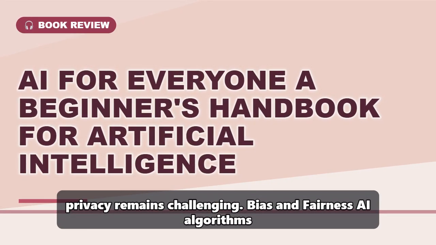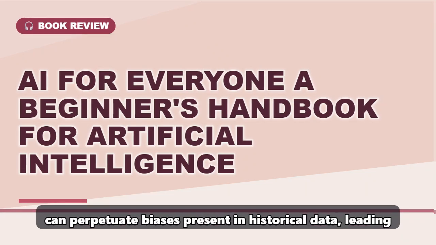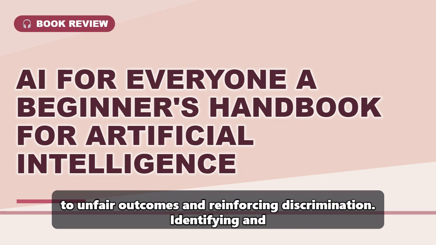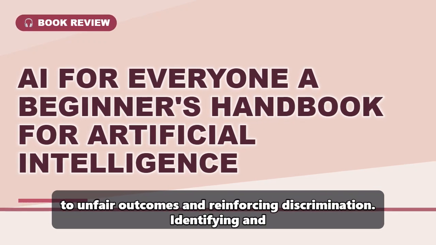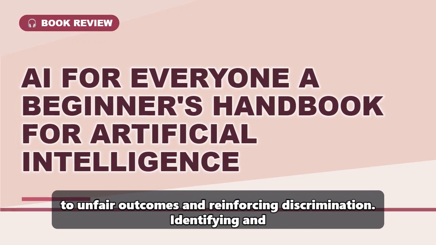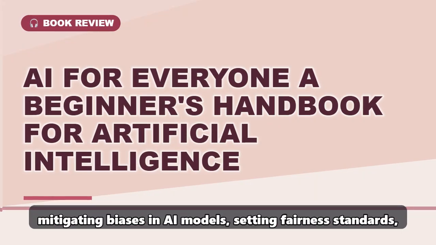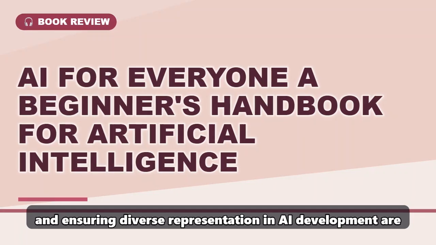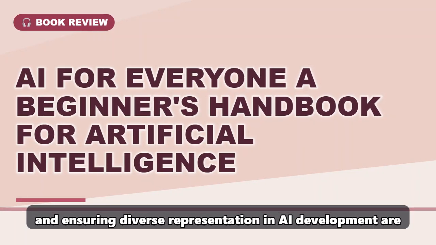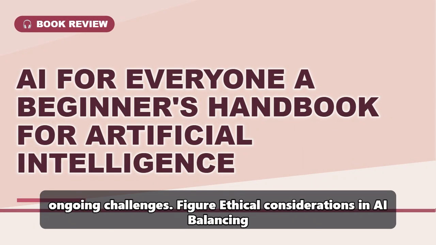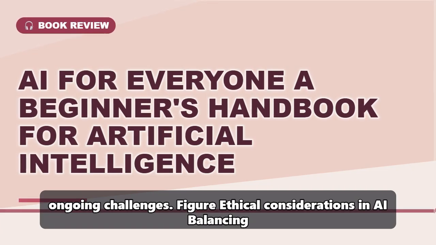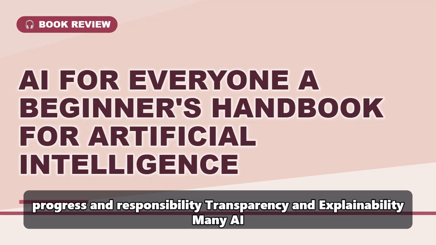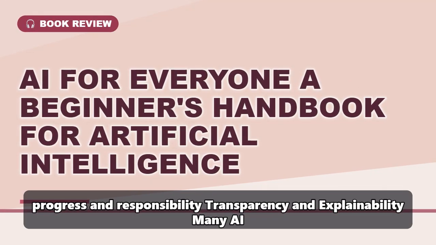Bias and fairness. AI algorithms can perpetuate biases present in historical data, leading to unfair outcomes and reinforcing discrimination. Identifying and mitigating biases in AI models, setting fairness standards, and ensuring diverse representation in AI development are ongoing challenges. Figure: ethical considerations in AI. Balancing progress and responsibility.